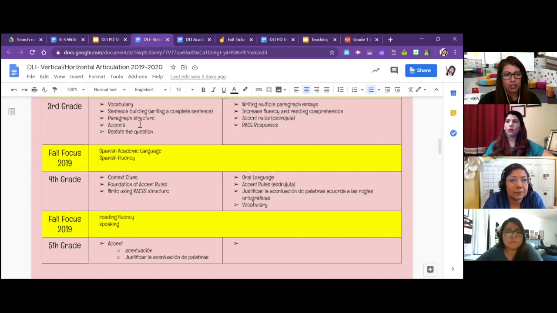Fourth grade, ins, context clues, foundation of accent rules, and then writing RACES in Spanish. And then the going out that they want to ensure. So basically this is what they're saying. They want their fourth graders to be able to go to fifth grade already knowing how to use Spanish oral language skills, accent rules, justifying words and spelling. Is that accents? Okay, gracias, Sochi. And then also just obviously increasing their vocabulary rigor.